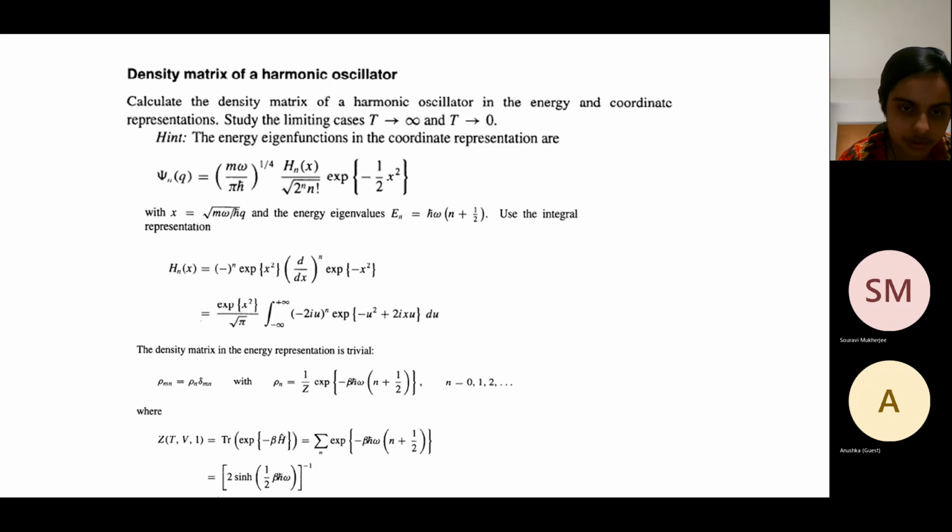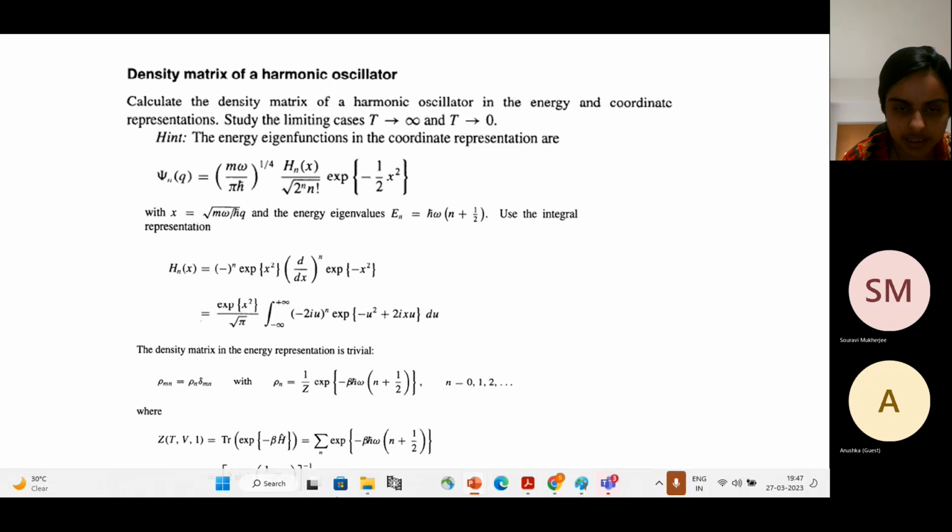Now if you break this up, if you expand it, for n equal to 0 you will get something like e to the power minus beta h cut omega by 2, plus e to the power minus 3 by 2 beta h cut omega, plus e to the power minus 5 by 2 beta h cut omega, dot dot dot. Okay, it's an infinite series.